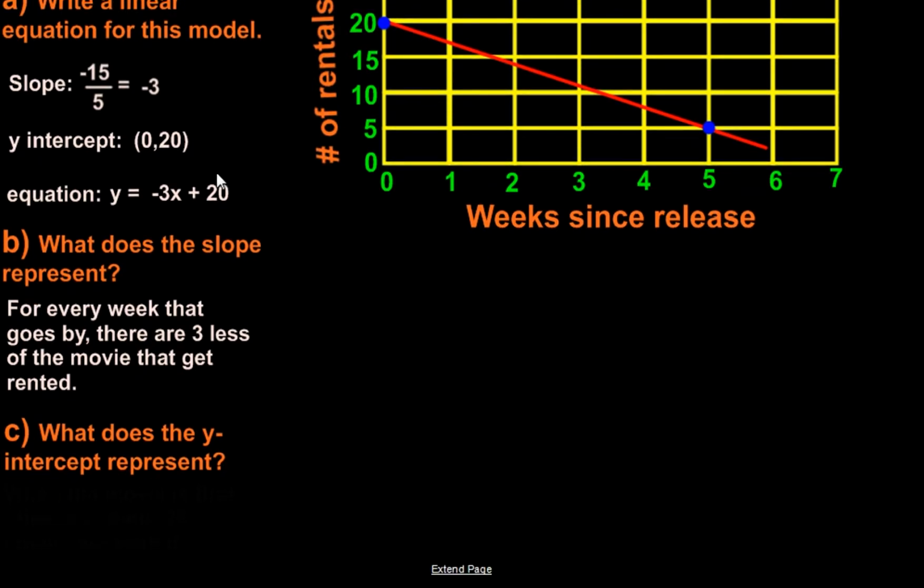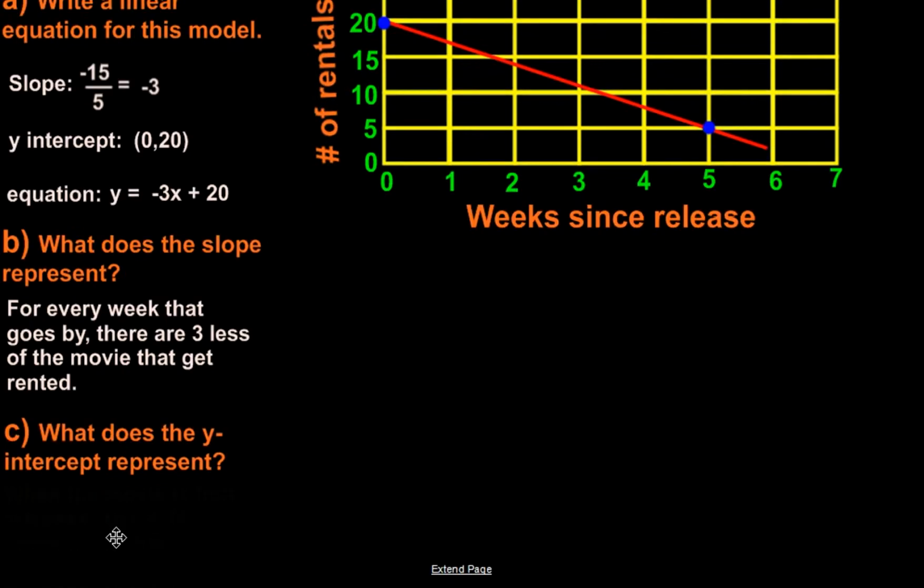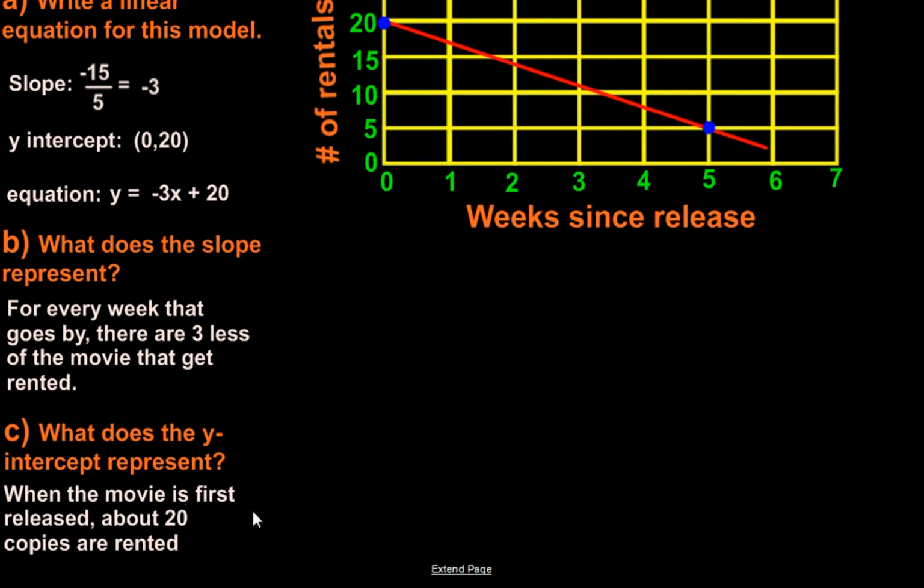What does the y-intercept represent? What does 20 represent? Well, 20 seems to be the starting point for the number of rentals. So when a movie is first released, they need about 20 copies because that's how many will want to be rented.